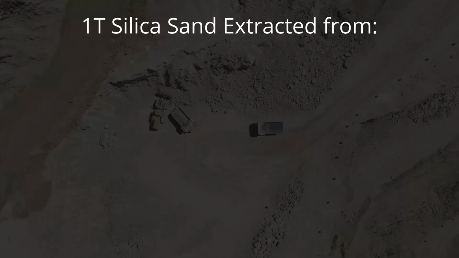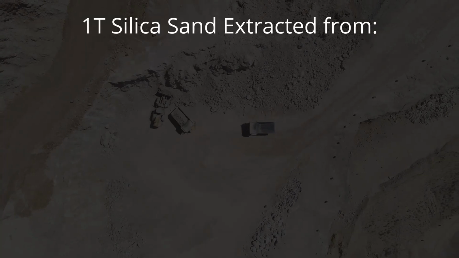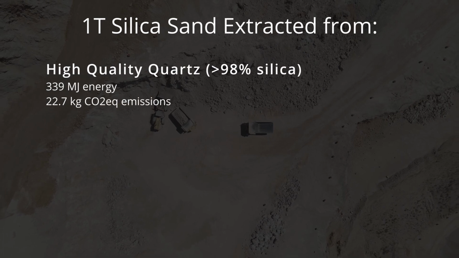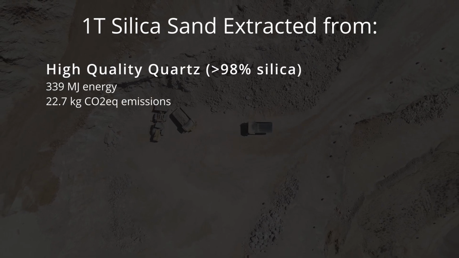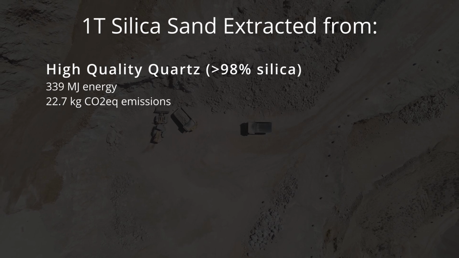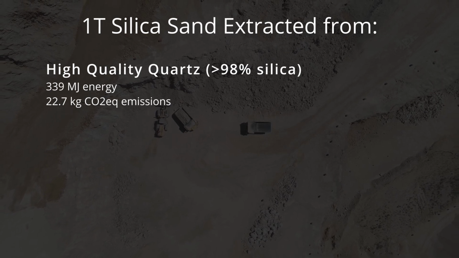Very few studies have been conducted on the environmental impacts of silica sand extraction, particularly in the context of glass production. However, a 2022 study on the carbon footprint and cumulative energy demand associated with silicon extraction for photovoltaics concluded that the production of 1 tonne of silica sand extracted from high-quality quartz consumes 339 megajoules of energy and emits 22.7 kgs of carbon dioxide equivalents.